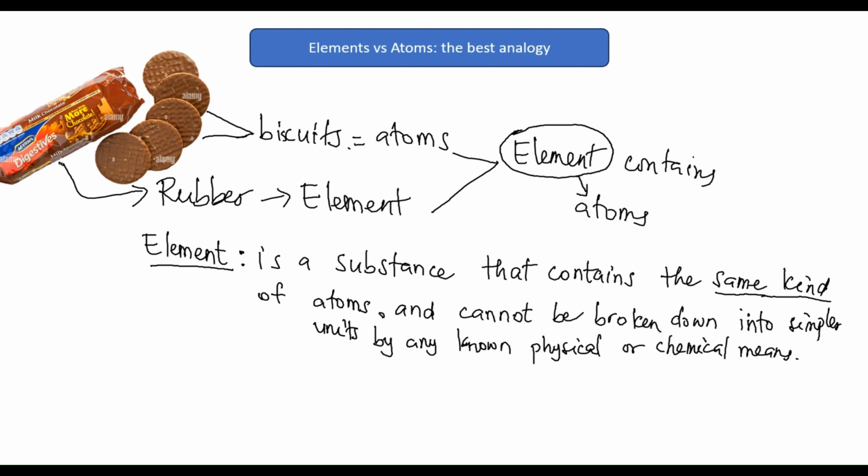The atoms are the biscuits themselves, the ones we eat. And the rubber cannot be broken down because we don't eat the rubber, though some of you, when you are done eating the biscuits, eat the rubber. So an element is a substance that contains the same kind of atoms and cannot be broken down into simpler units by any known physical or chemical means. Now let's get to atoms.